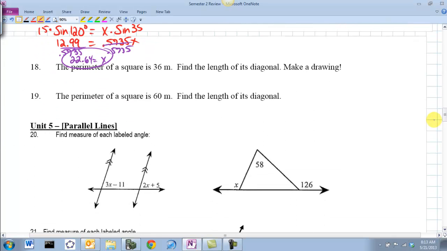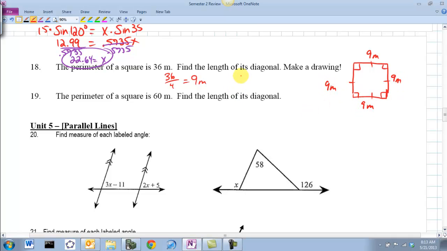Alright. Last but not least for Unit 4 Part 2 is number 18 or 19. 18 says the perimeter of a square is 36 meters. Find the length of its diagonal. Make a drawing. Okay, so I will make a drawing. Perimeter of a square. A square has the properties of 4 right angles and 4 equal sides. Now, since there are 4 equal sides and the perimeter is 36, 36 divided by 4 is 9. So that means each side is 9 meters.